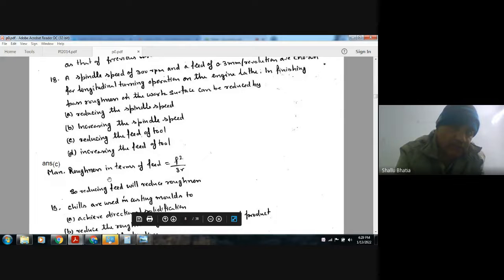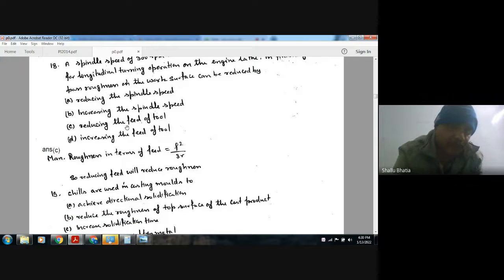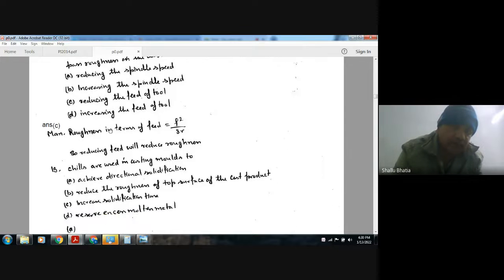So if we reduce speed, the roughness will reduce. Okay, so answer will be C. Roughness, if we increase speed, then roughness will increase. So answer is C.